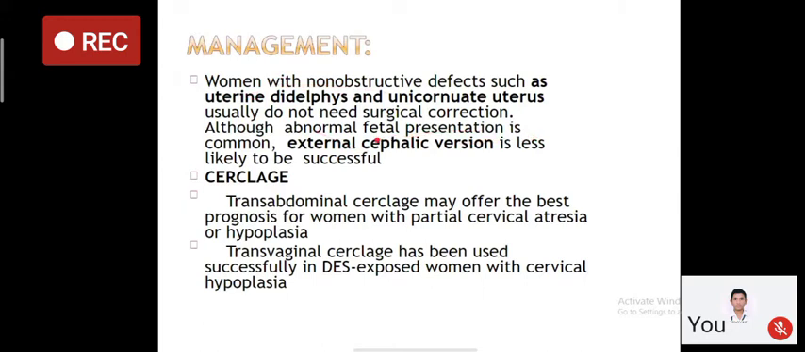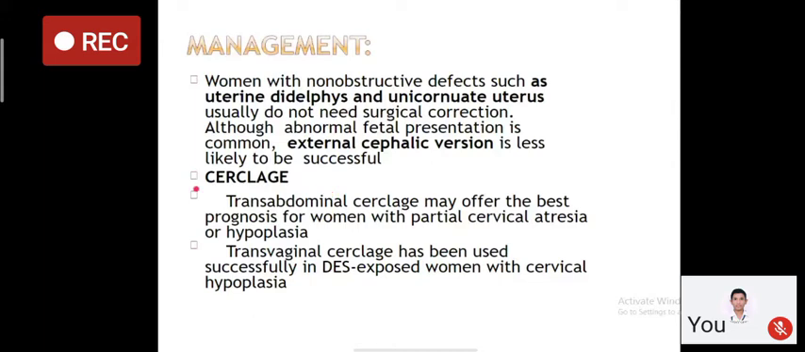Obviously, because there is no space to move the fetus inside the cavity, because of the less liquor and the size of the fetus, cord, everything is there in that hemiuterus. That could lead to the chances of external cephalic version being very less. So there is a chance of cerclage. Transabdominal cerclage may offer the best prognosis for females with partial cervical atresia or hypoplasia.